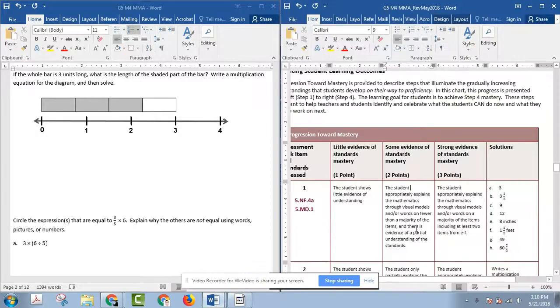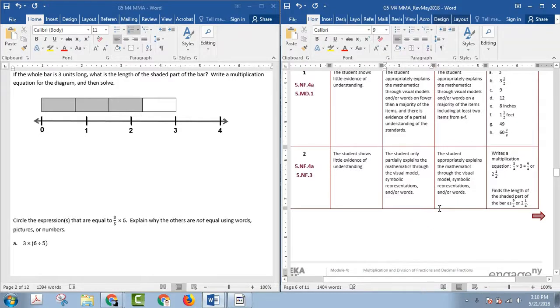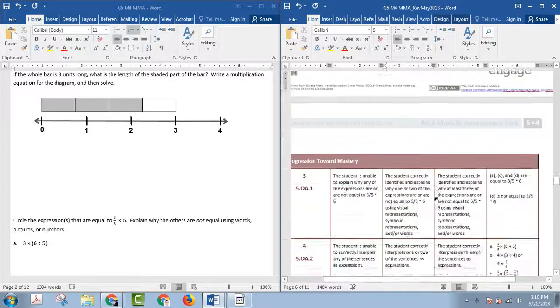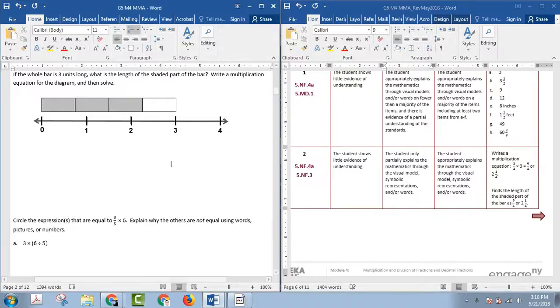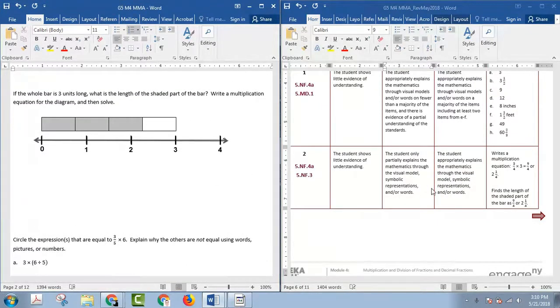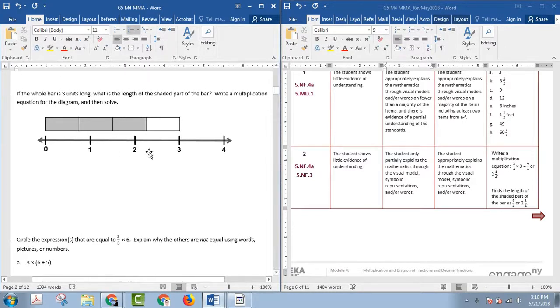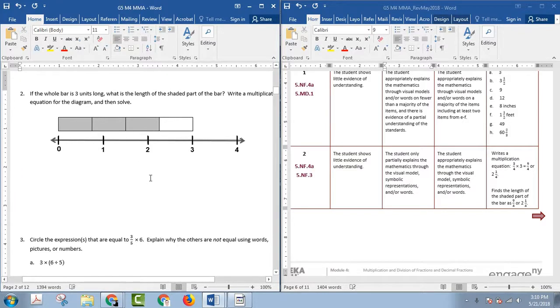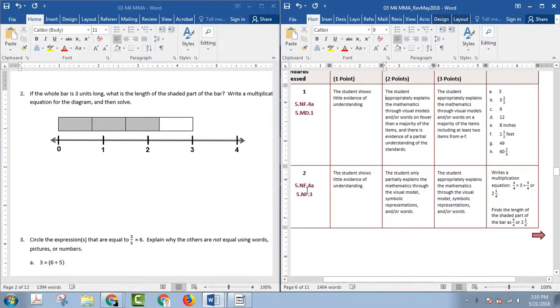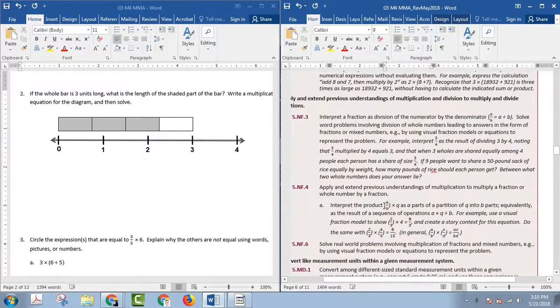All right. So had a chance to do the rest of these. It took me about 20 minutes to do the last 5 pieces. I just want to go through them quickly here. So item 2 here is looking at this bar model and this number line and trying to write a multiplication equation for the diagram and then solve the diagram. So item 2 is NF4A and NF3, so let's look at that quick.